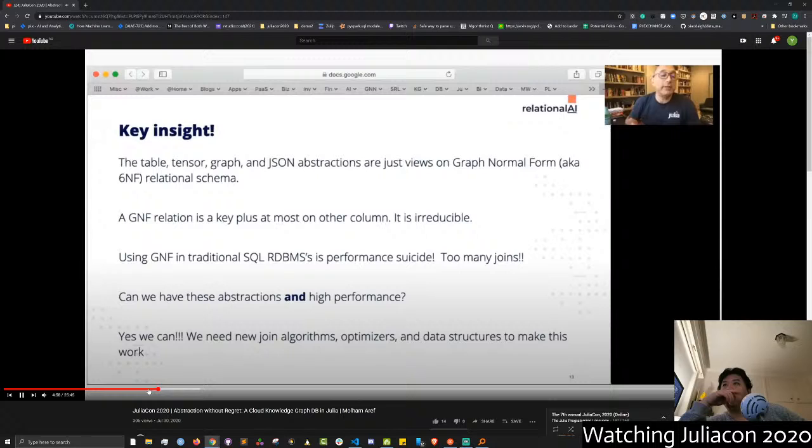And the key insight here is that the table, the tensor, the graph, the JSON abstractions are just views on a graph normal form relational schema, or as it's sometimes called, a 6th normal form schema. A graph normal form relation is a key plus at most one other column, so it's irreducible. You can't break it down into components that you can reassemble with the relational language. Basically, it can't go any smaller.